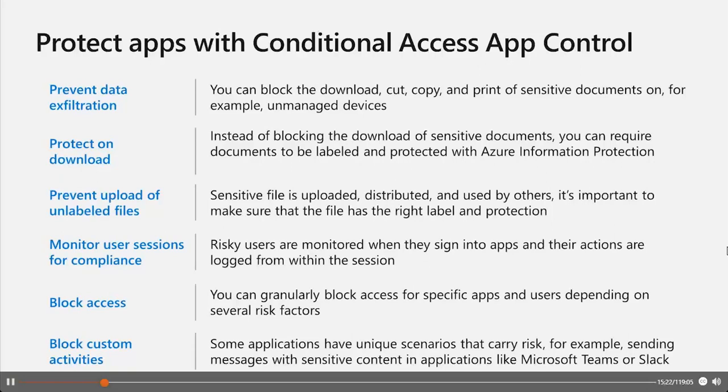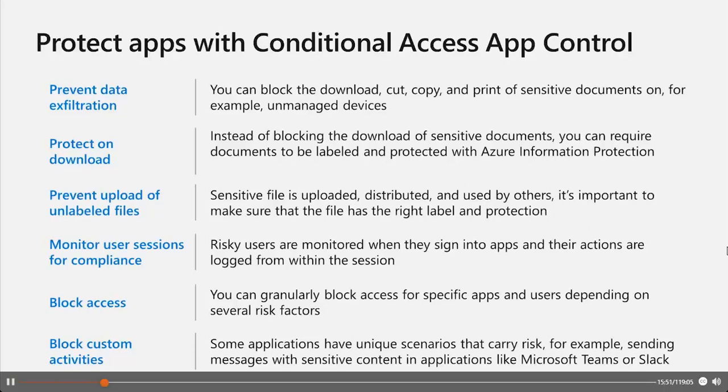You can also block access, so you're capable of granularly blocking access to specific apps and users depending on several risk factors. As I already mentioned, the feature set can also include all the telemetry information, all of the security graph, which is also gathered through the Azure Active Directory Identity Protection feature.